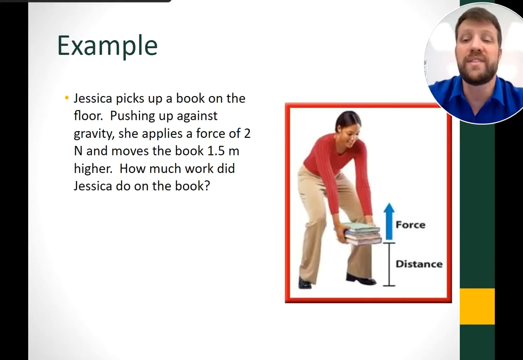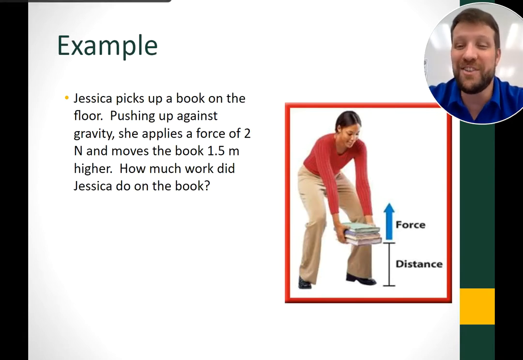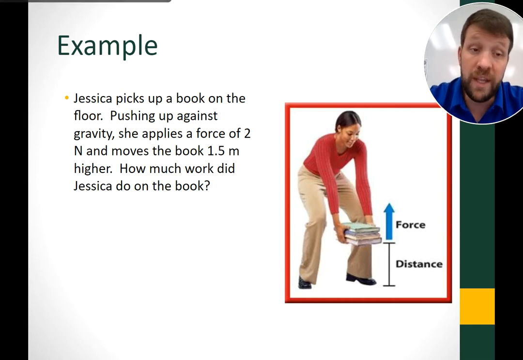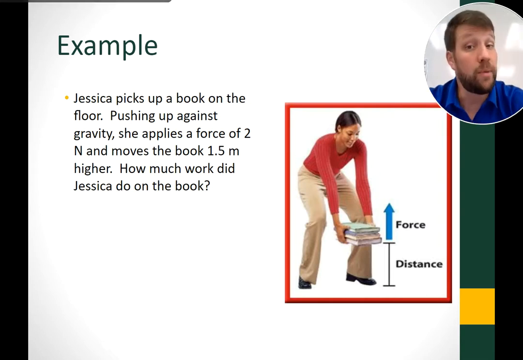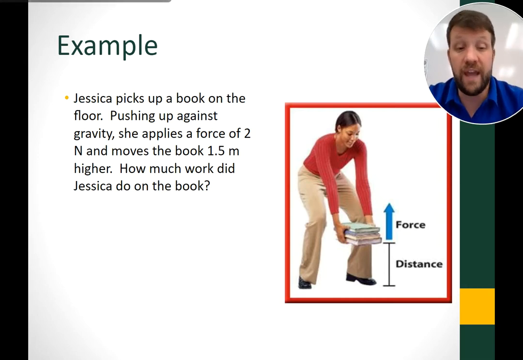All right, so our example here. This is Jessica. She's picking a book up off the floor, what looks like numerous books. Pushing up against gravity, she applies the force of 2 newtons and moves the book 1.5 meters higher. How much work did Jessica do on the book? So we would say 3 here and not just 3. Of course, we need to remember our units. We would say 3 joules of work are being done just by quickly multiplying 2 newtons times 1.5 meters.